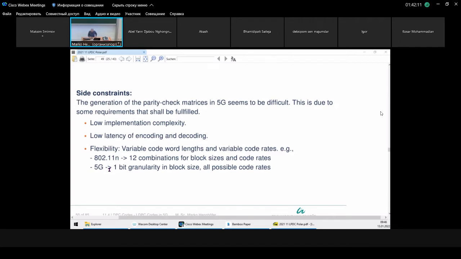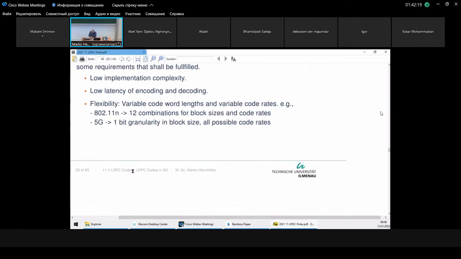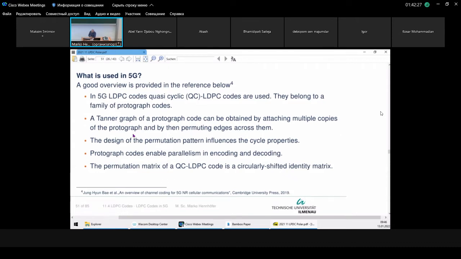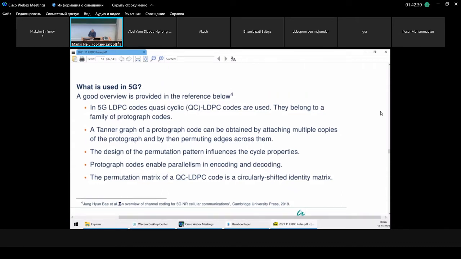Okay, so let's see how this continues here. So already here, a benefit over the wireless LAN standard. Then let's see what is used in 5G. Here I also included a nice reference, where in this paper you see a nice summary of the channel coding schemes and how they are used in 5G. It goes a bit beyond what we will actually study in the lecture.